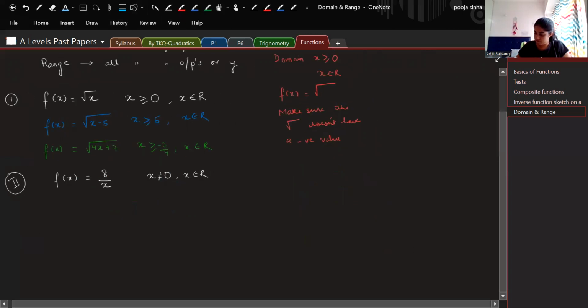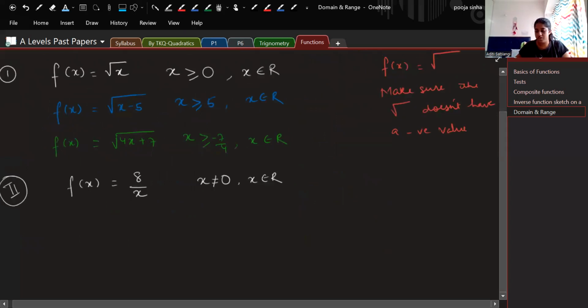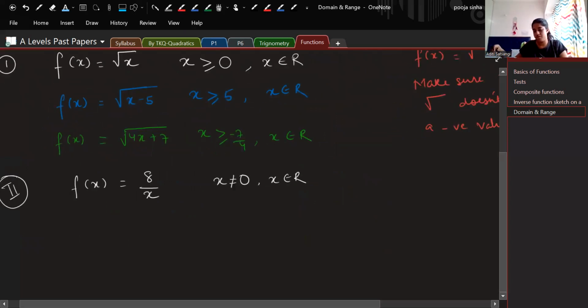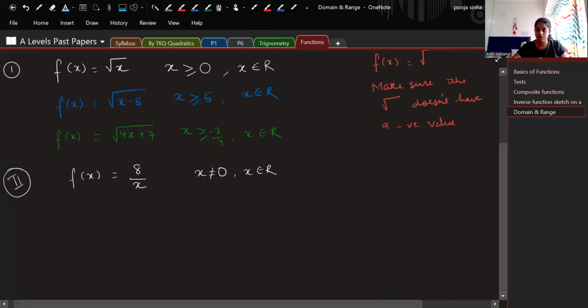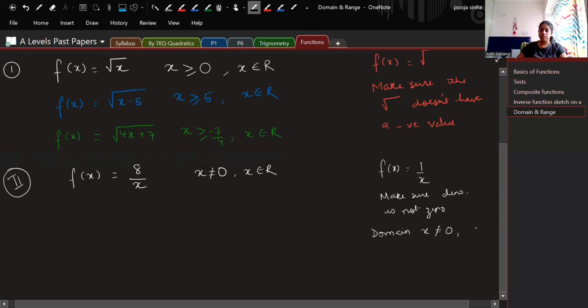Now, did you understand this kind of function? This is a reciprocal function. So what do we write in such cases? f(x) is undefined only when f(x) is 1 upon something. f(x) is equal to 1 upon x. Make sure the denominator is not 0. So what is your domain? Our domain is that x is not 0 and x is an element of R. That's your domain for this case.